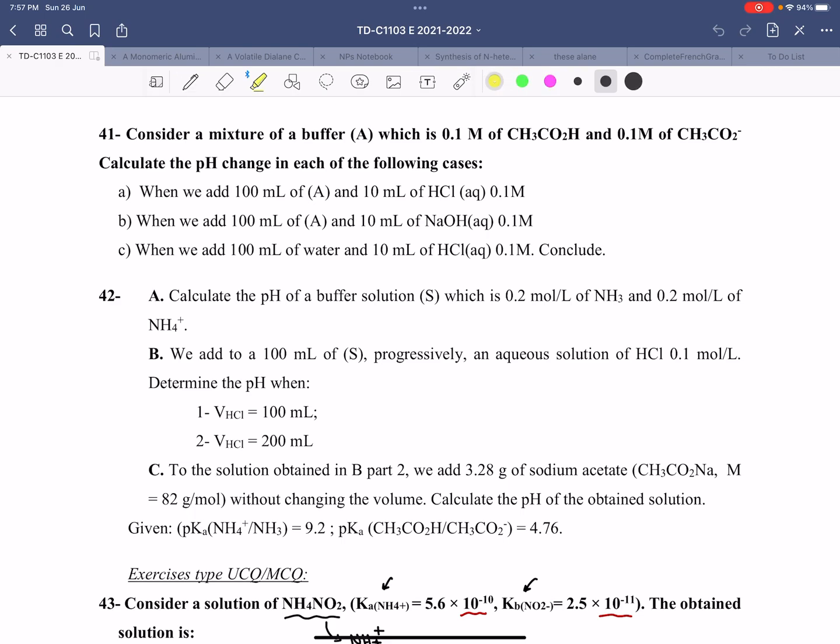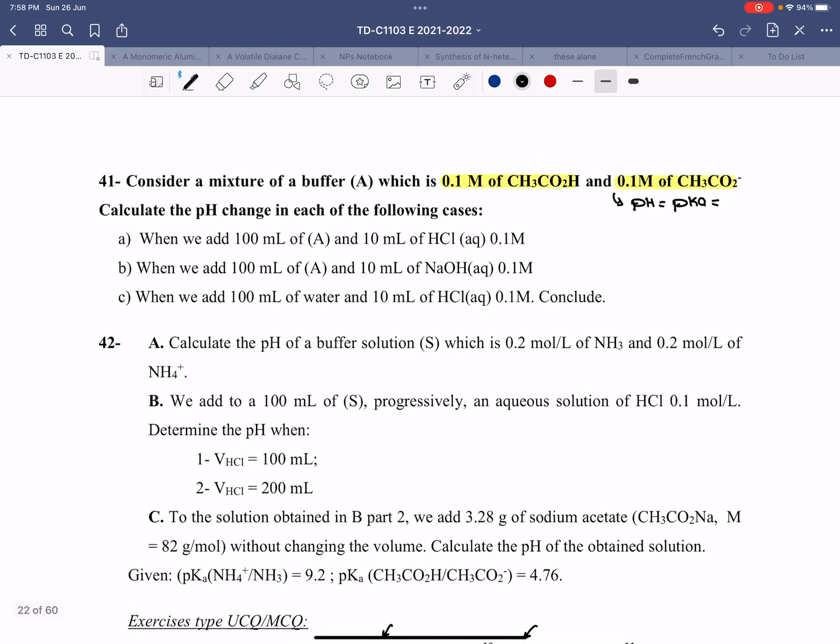Number 41, consider a mixture of a buffer A, which is 0.1 molar in CH3COOH, acetic acid, and 0.1 molar in CH3COO minus. Okay, so as soon as I see this, I know that the pH is equal to the pKa, which is equal to 4.75. They don't have the pKa given here. Okay, let's take it to be 4.75.